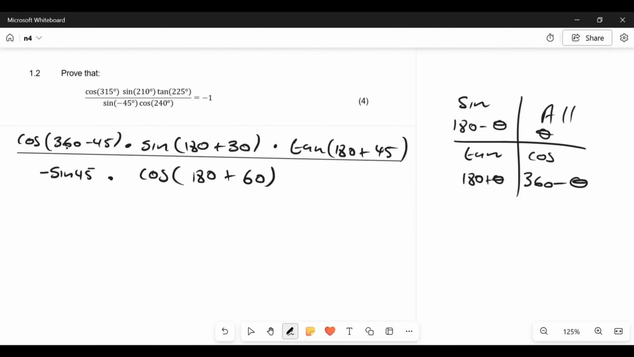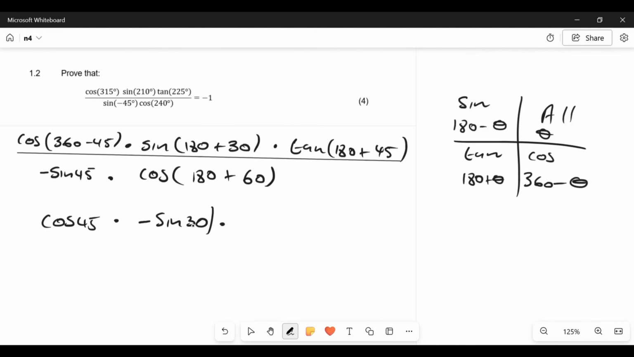Now, let's look at cos(360 - 45). This is the fourth quadrant. So cos in the fourth quadrant is going to be positive. So you can write it as cos 45. There we go. Multiply. Now, let's look at the second trigonometric ratio there. We have sine(180 + 30). That is the third quadrant. In the third quadrant, sine is negative. So it's going to be negative sine 30. There we go. Multiply by.